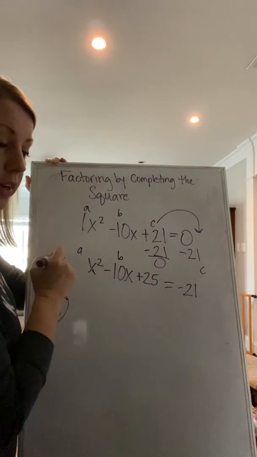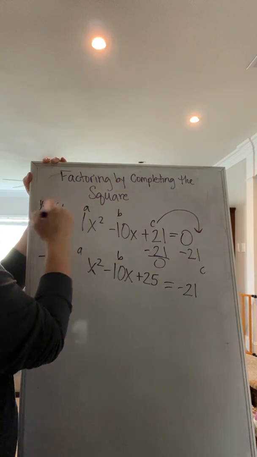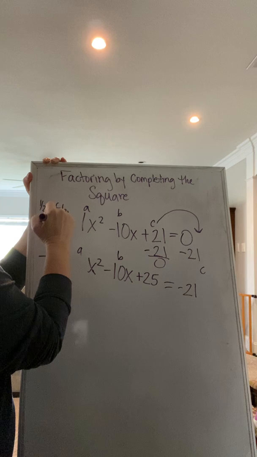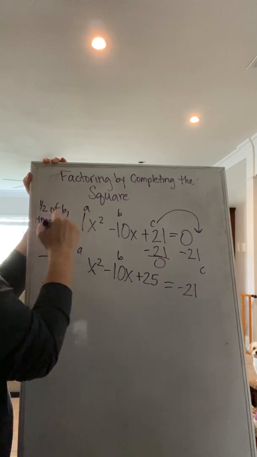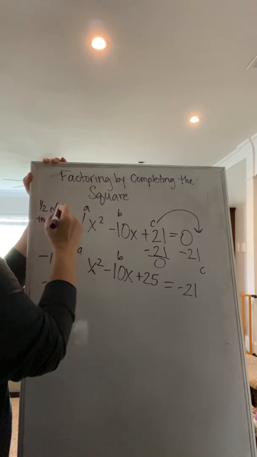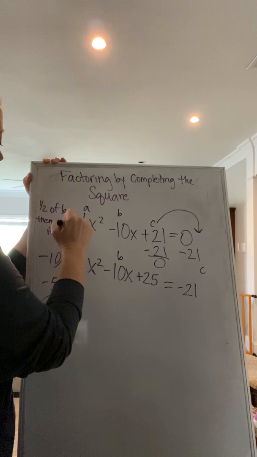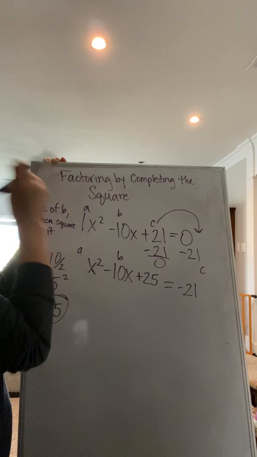If you need to stop the video, pause it and write that down. So you take half of B, then square it. If you need to pause and write that down, half of B and then square it.